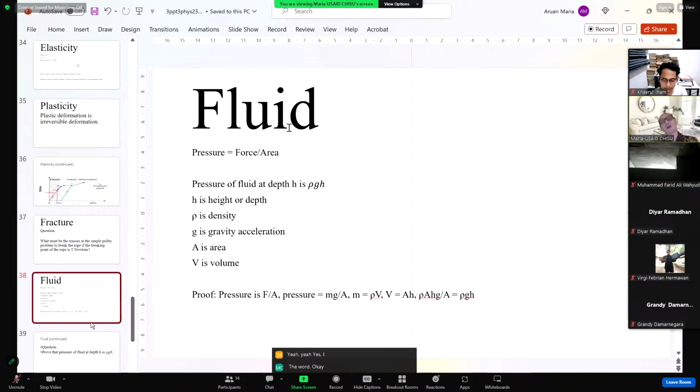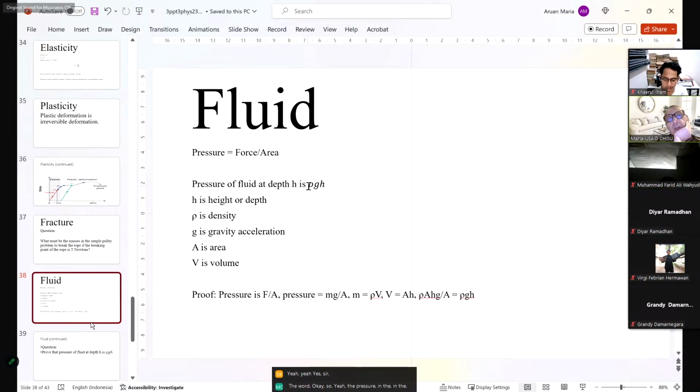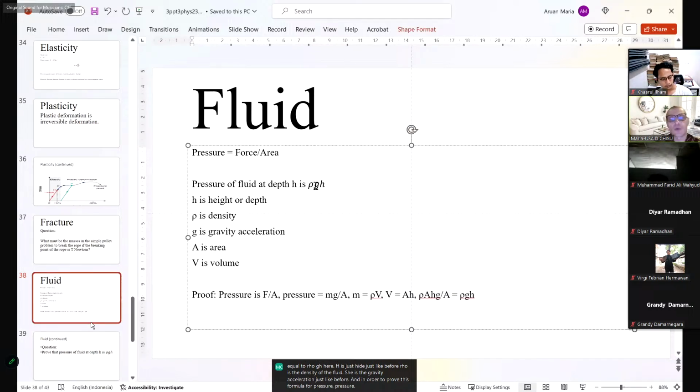Okay. Yes, sir. So the pressure in a fluid is equal to rho gh. Here, h is just height, just like before. Rho is the density of the fluid. G is the gravity acceleration, just like before. And in order to prove this equation, P equals rho gh, we need to use area, which is A, and volume, which is V. And here is the proof.